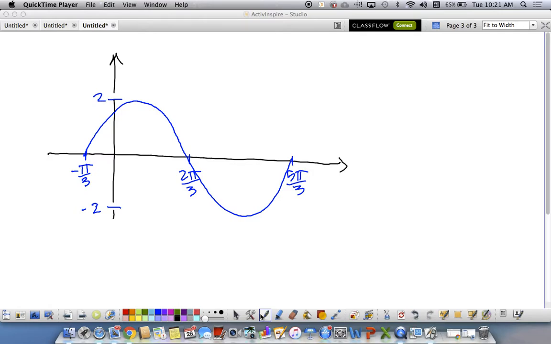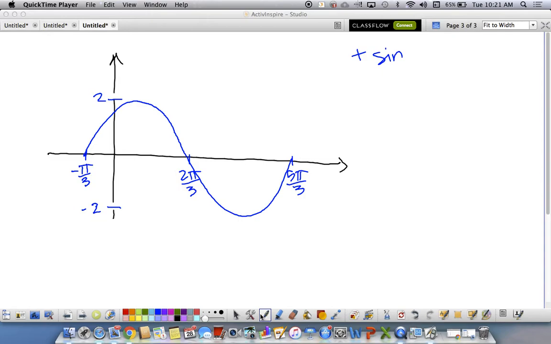Alright, so, couple questions you need to ask yourself. Sine or cosine? Is it sine, is it cosine? Okay. Positive or negative? Positive. Okay. Is there a vertical shift? What about your x-axis? Does it start somewhere other than 0?